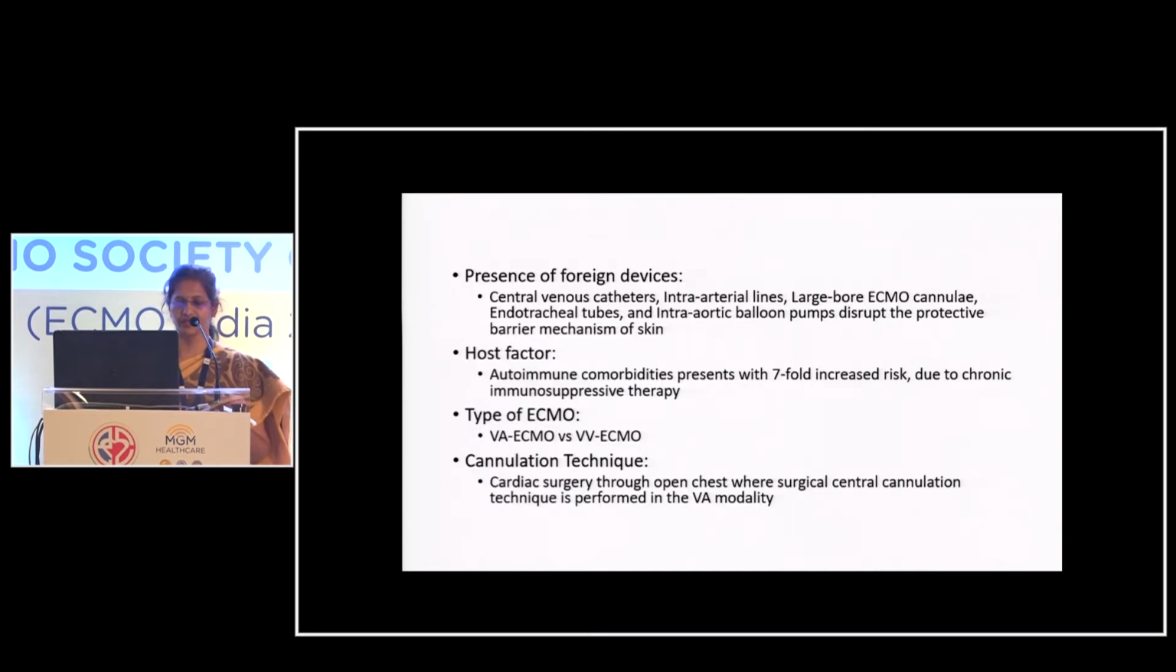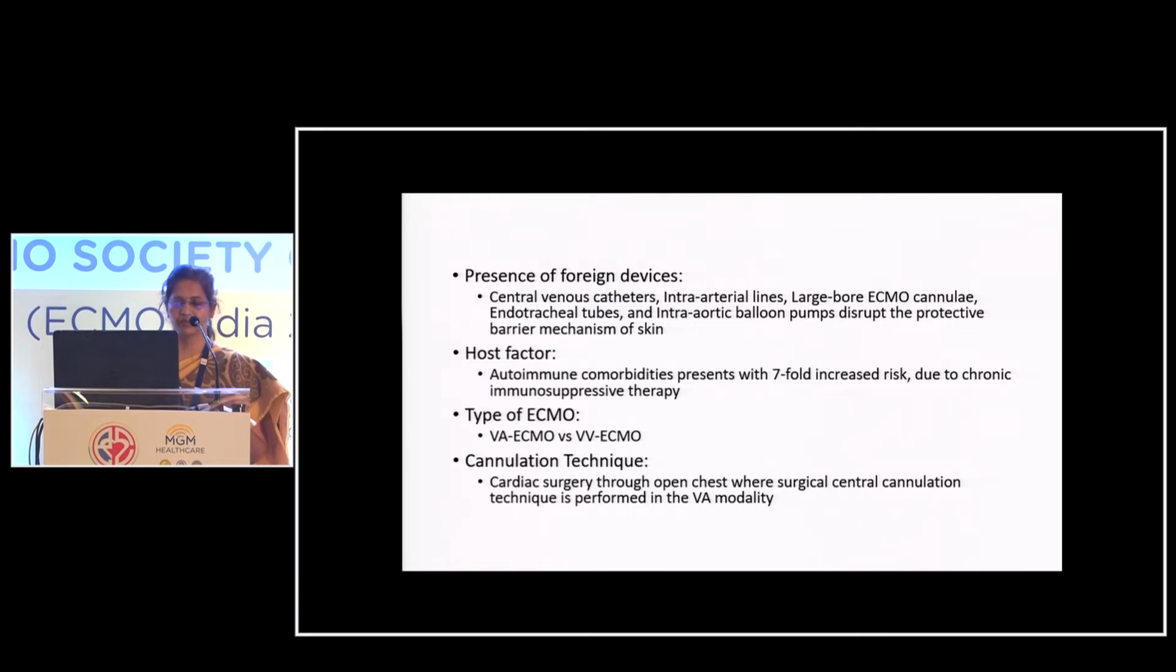Presence of foreign devices like central venous catheters, intra-arterial lines, large bore ECMO cannulas, endotracheal tubes, intra-aortic balloon pumps, and catheters actually breaches the barrier mechanism of the skin, leading to easy penetration of microbes into the systemic system. Host factor: this study shows that autoimmune disease presents with a 7-fold increased risk due to chronic immunosuppressive therapy.